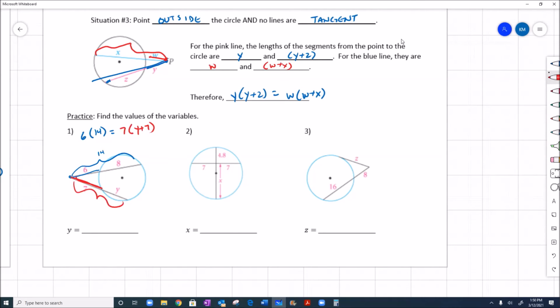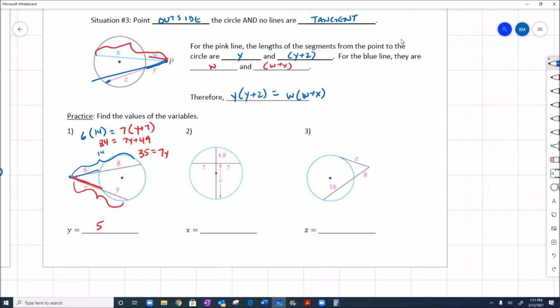So as we multiply this, 6 times 14 gives us 84 equals 7y plus 49. So we distribute there. Subtract 49 from both sides and we get 35 equals 7y. Divide by 7, we find that y is 5.